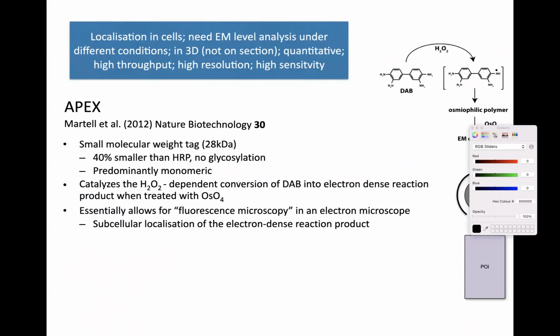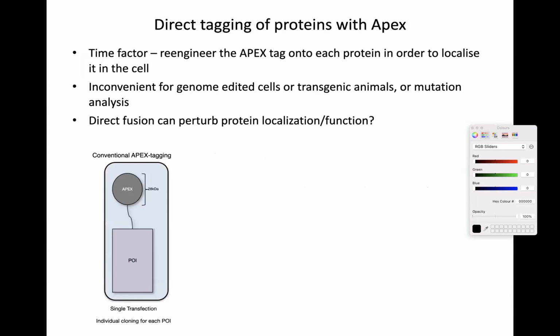This is a beautiful paper by Alice Ting's lab, where they showed that this small peroxidase that they called Apex could be fused to a protein of interest, and then produce a DAB electron dense reaction product. And so this is a very nice, easy way of tagging a protein with something that you can detect by EM. And we've tried various small tags. For us, this is the only one that really works consistently. So you can tag your protein directly with Apex. We find that sometimes perturbing for localization.